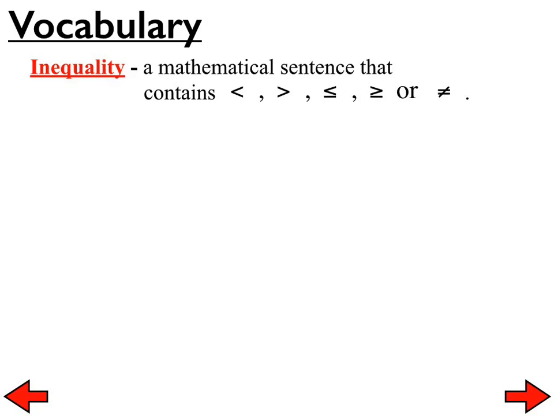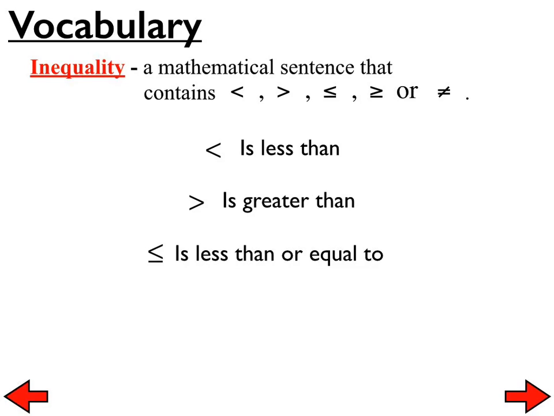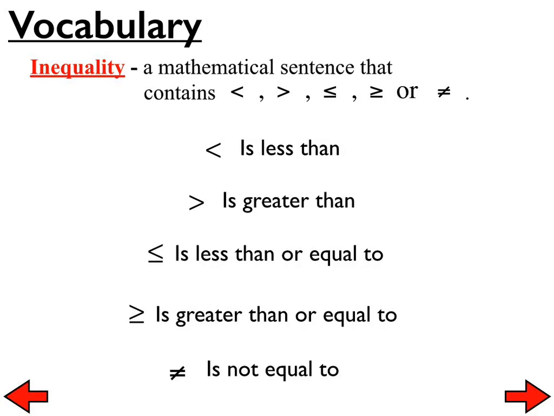All right, so a little vocabulary. An inequality is a mathematical sentence that contains either a less than symbol, a greater than, a less than or equal to, greater than or equal to, or sometimes even a not equal to symbol. So, this symbol, in case you have forgotten, it's in the table. That's referred to as is less than. This symbol means is greater than. This symbol means is greater than or equal, or is less than or equal to. This symbol means is greater than or equal to, and this symbol means is not equal to.